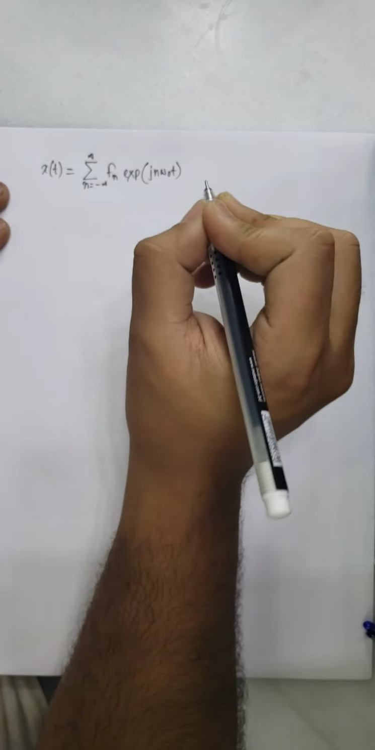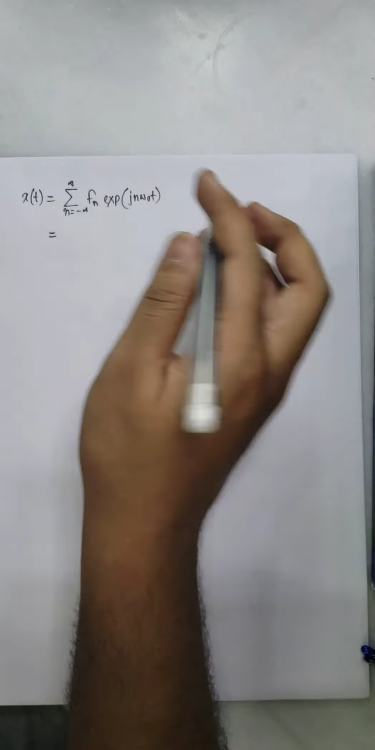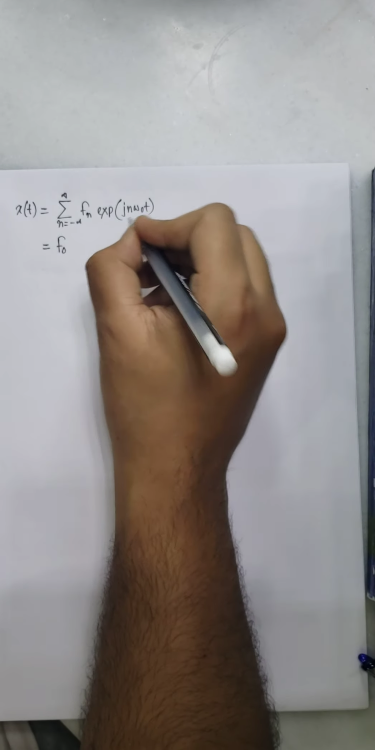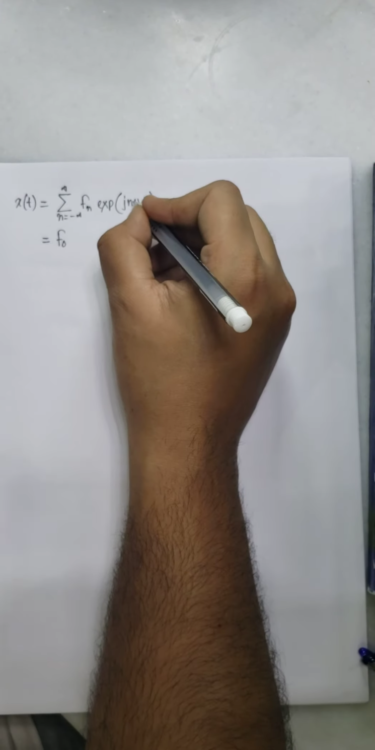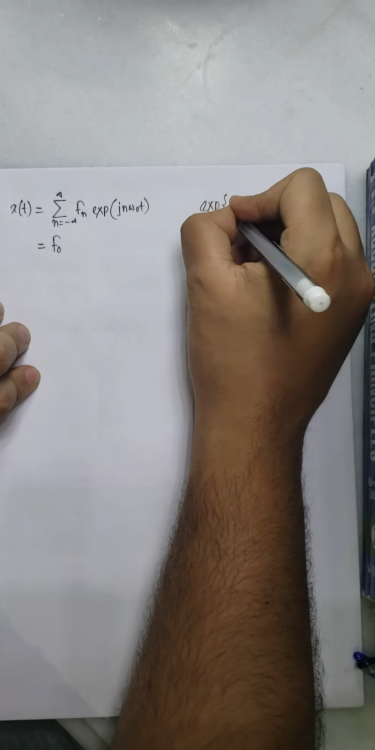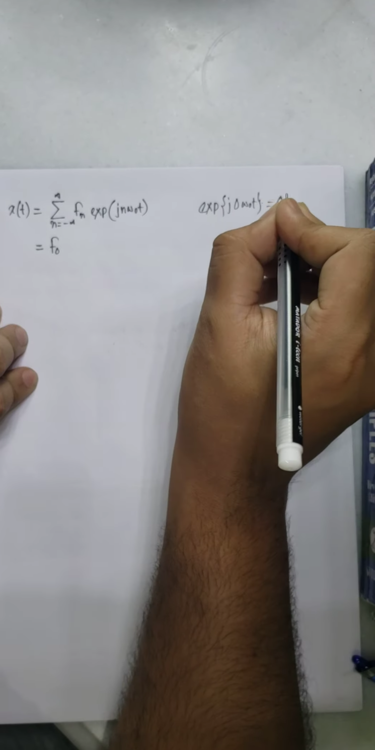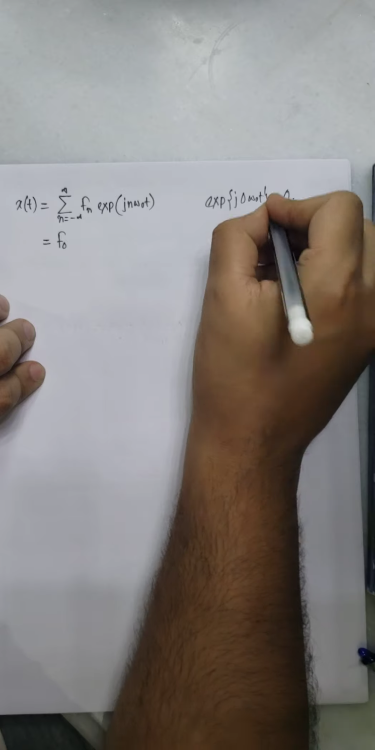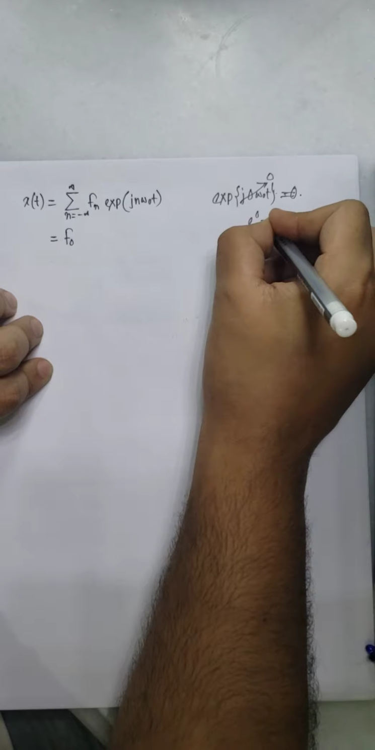Now, if you know the nature of running sum, this can be expanded as follows, where f naught, when the value of n is 0, we get fn as f naught, and in anything, if we put exp j 0 omega naught t, then the exponent becomes 0. So e to the power 0 becomes 1.